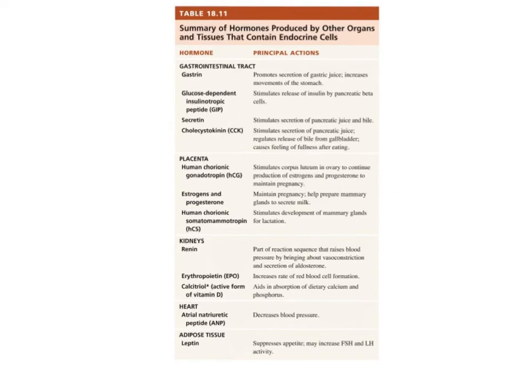The heart has the ability to release atrial natriuretic peptide. This helps in decreasing blood pressure and is released by the cells of the right atrium. And adipose tissue also has the ability to release leptin, which suppresses appetite and may also increase FSH and LH activity.